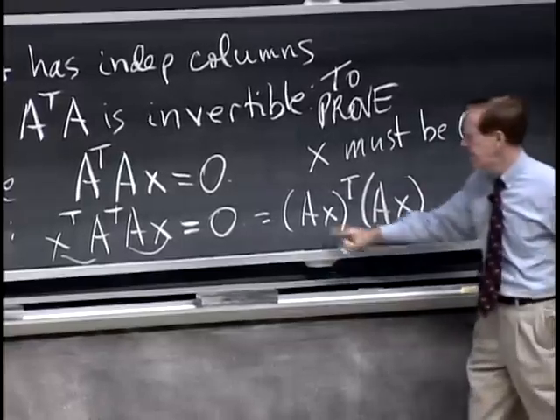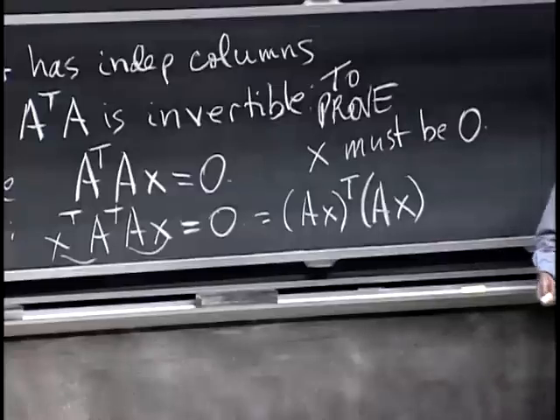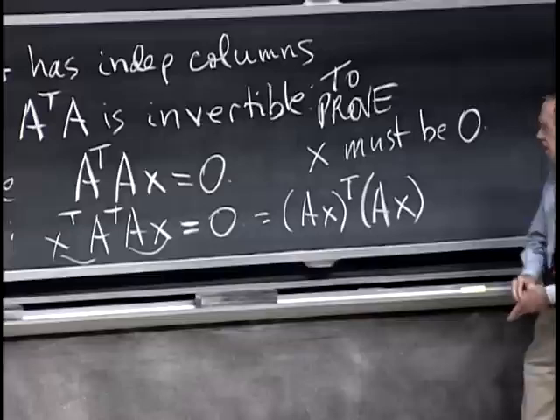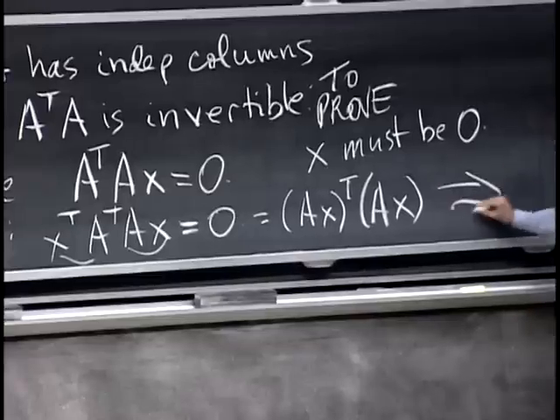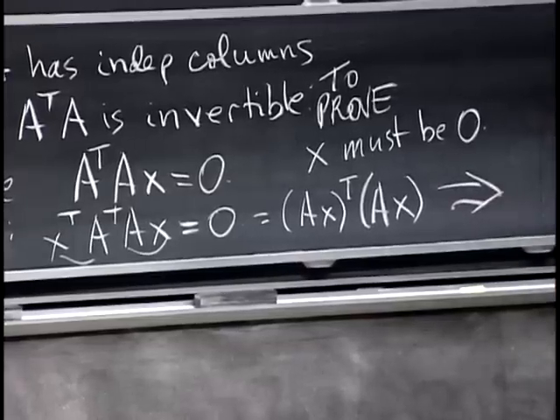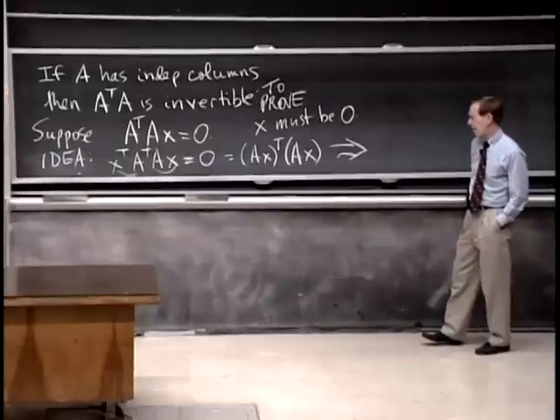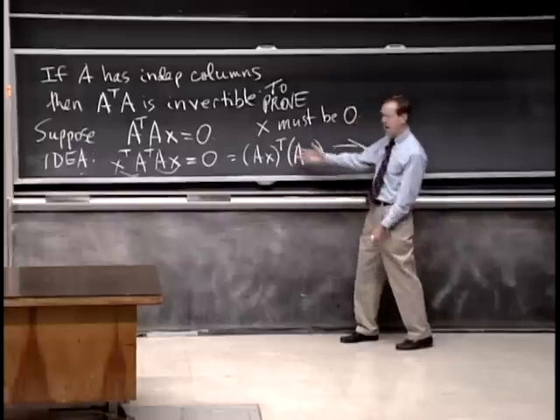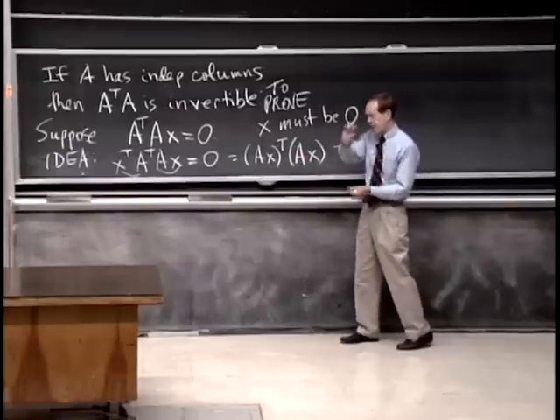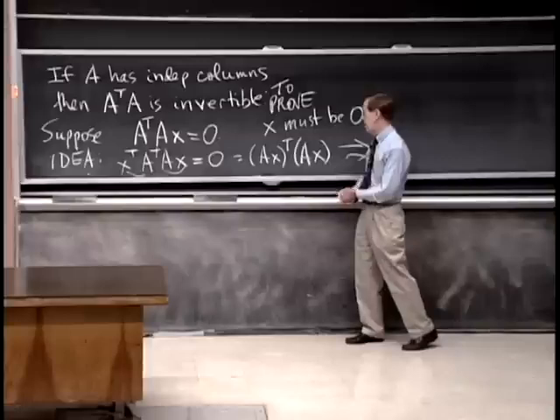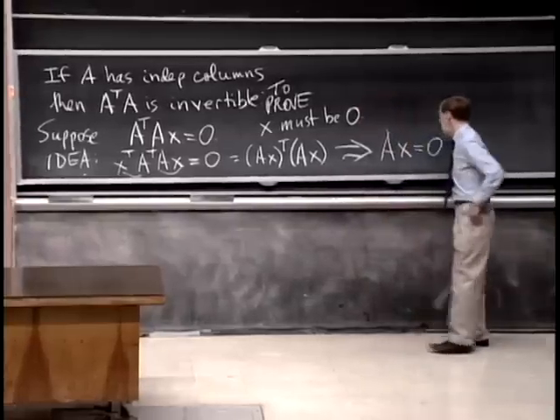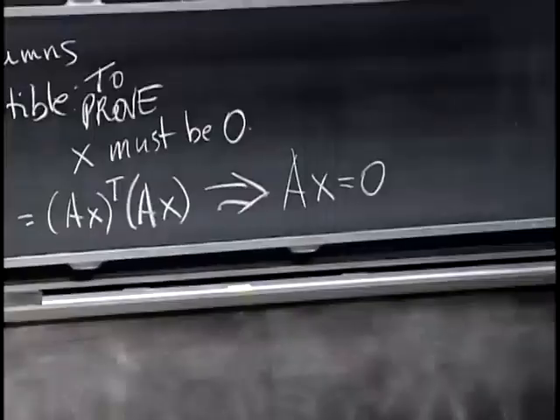Now, if (Ax) transpose (Ax), so let's call it y, if y transpose y is 0, what does that tell me? That the vector has to be 0, right? This is the length squared. That's the length of the vector Ax squared. So I conclude that Ax has to be 0. Well, I'm getting somewhere.